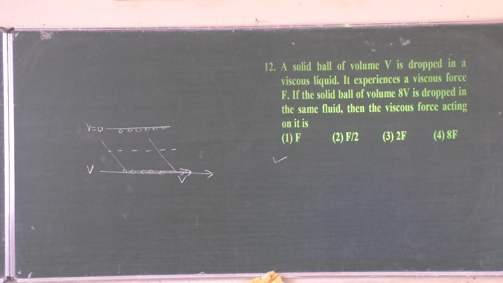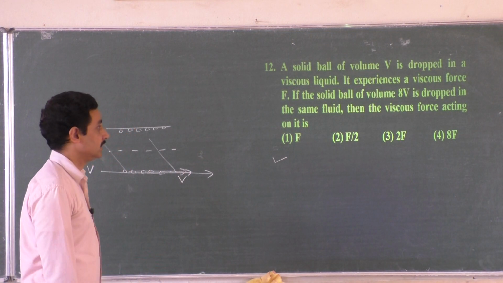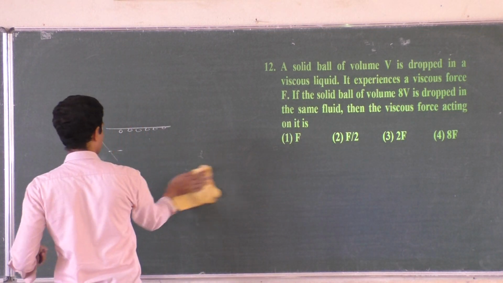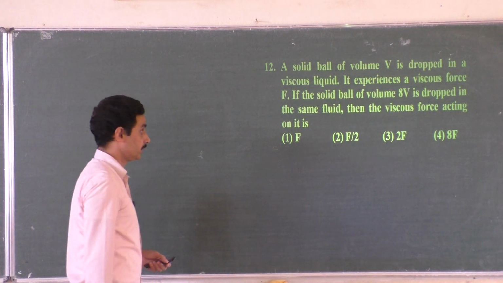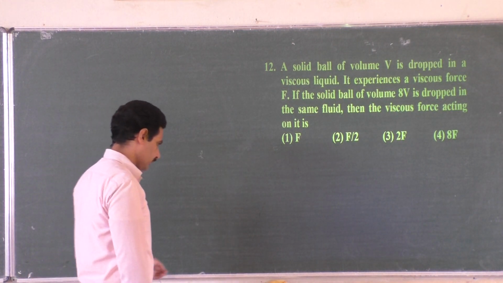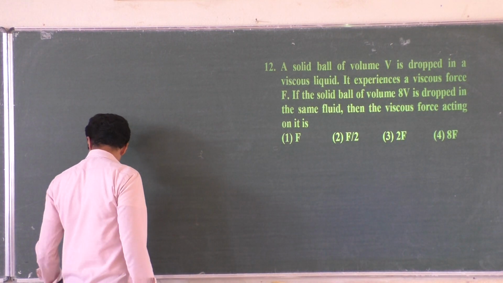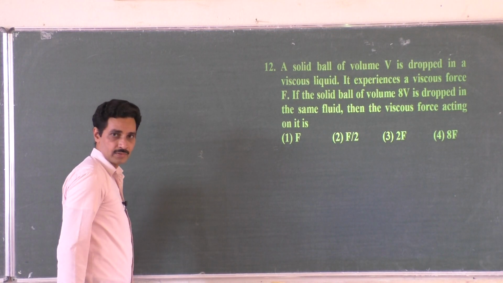12th question. A solid ball of volume V is dropped in a viscous liquid. It experiences a viscous force of F. If a solid ball of volume 8V is dropped in the same liquid, then what is the viscous force acting on it? We don't have a formula which connects force and volume directly. We have a formula which connects force and radius, so you can equate that.